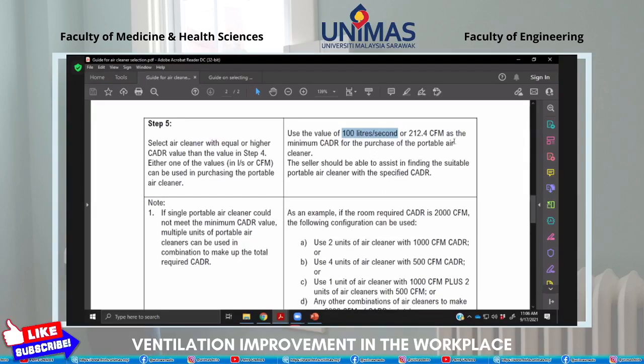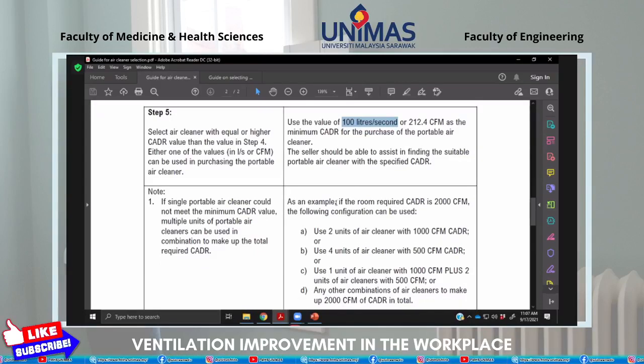So if you have this volume, this value of CADR, most of the time the seller will be able to assist us in terms of finding the portable air cleaner. Okay, some notes: for a big room, for a bigger floor area, we might not be able to use only one air cleaner.